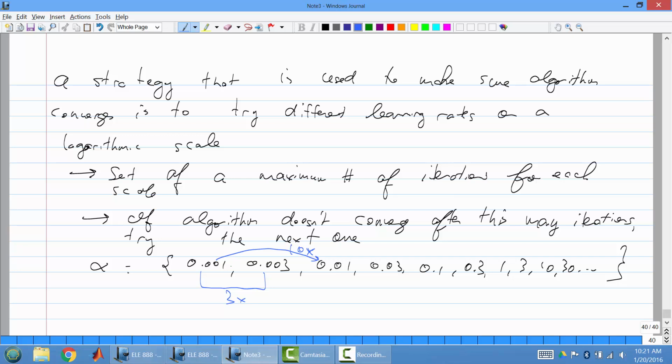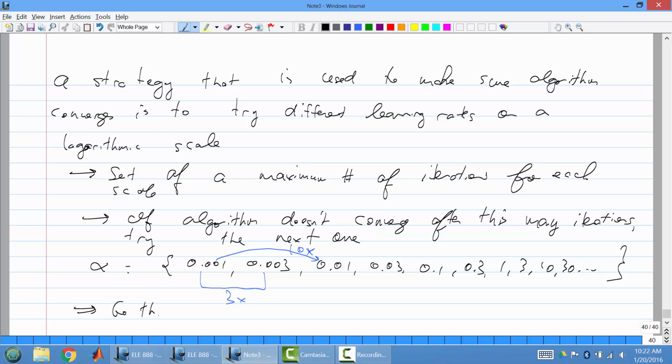So I start off with a very small learning rate, like 0.001, see if the algorithm converges, or see if the cost function either increases or decreases, and then try the next one. So 0.003, and then I go 0.01, 0.03, and then 0.1, 0.3, and I keep trying a whole bunch of different values, and then I see what the cost function looks like, and then I choose the one that has the lowest cost. All right?